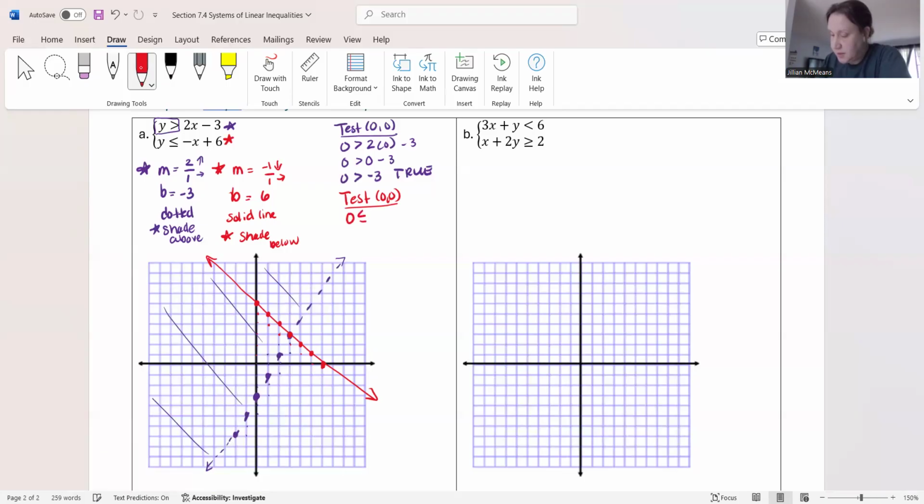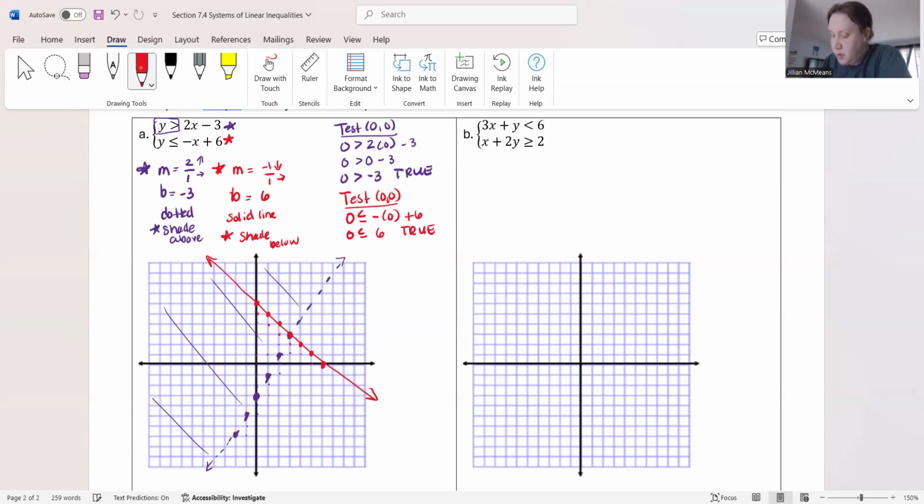So I get 0 is less than or equal to -x, which is really 0. And then plus 6. Well, the positive or negative of 0 is just 0. So we get 0 plus 6, which is 6. So 0 less than or equal to 6. Is that true? That is absolutely true.